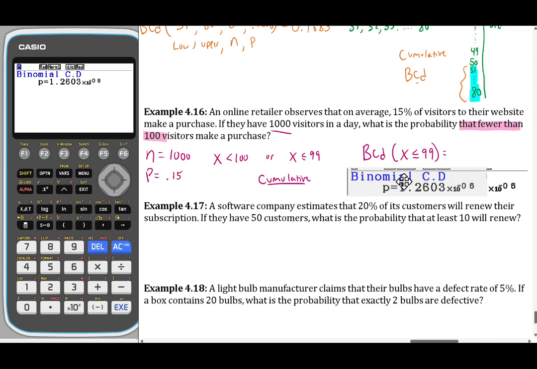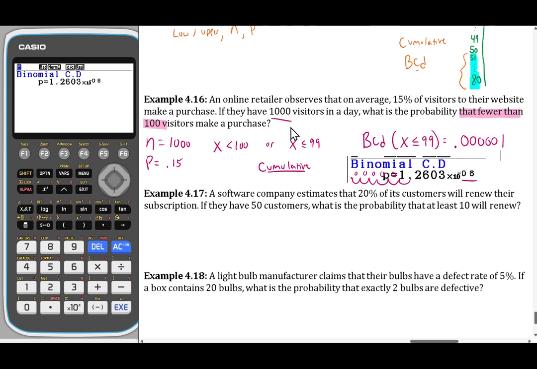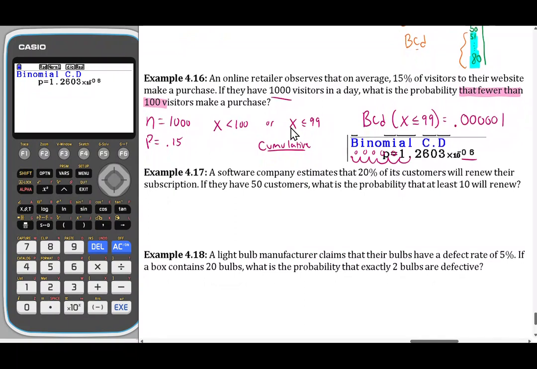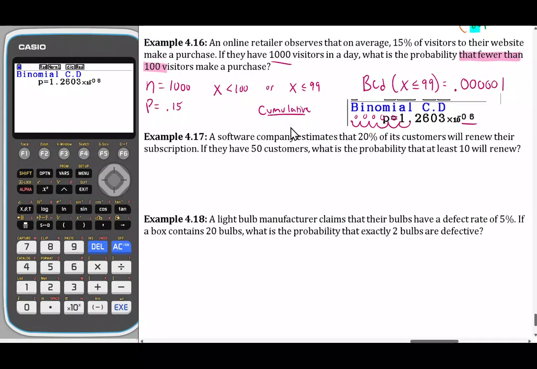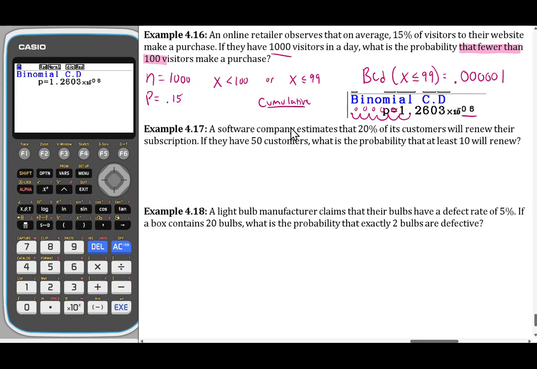Let me just resize that. Slide it over. All right, so this -6, well, negative means that we're going to need to move it to the left. The 6 means we need to move it 6 place values. So that's 3, 4, 5, 6. So we need to add 5 zeros, 4, 5. So 1, 2, 3, 4, 5, and then a 1. Essentially, the probability of 1,000 visitors in a day with less than 100 making a purchase is 0. It's not exactly 0, but it's essentially 0.